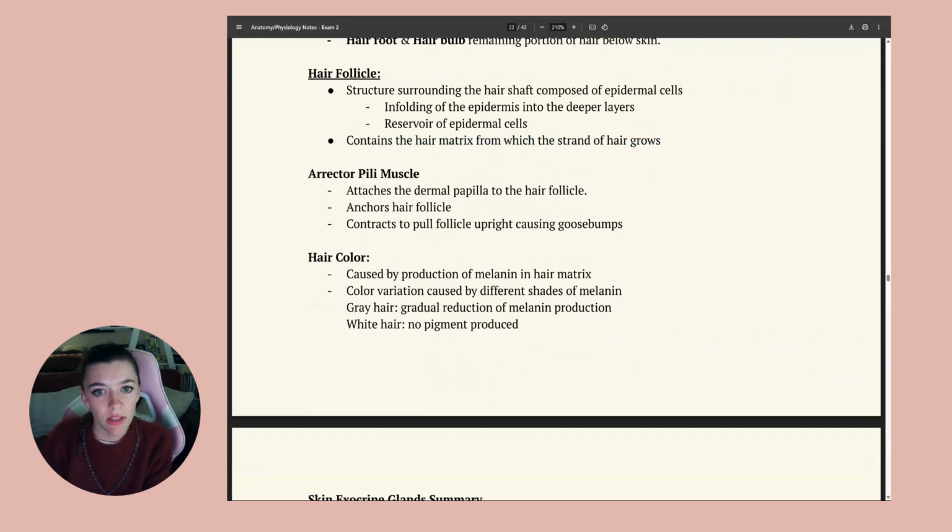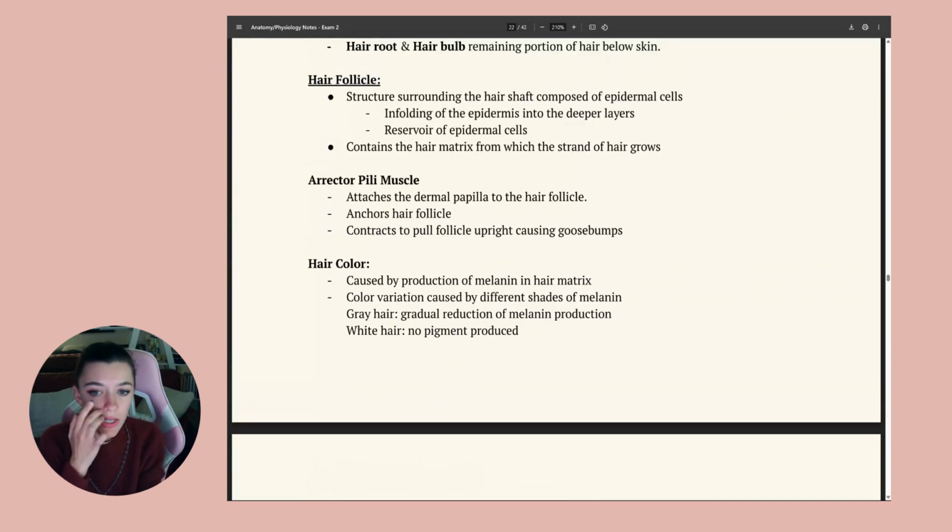The erector pili muscle. Okay, so this attaches the dermal papillae to the hair follicle. It anchors the hair follicle, and it contracts to pull the follicle upright, causing goosebumps. So your erector pili is what causes your hairs to stand on end.